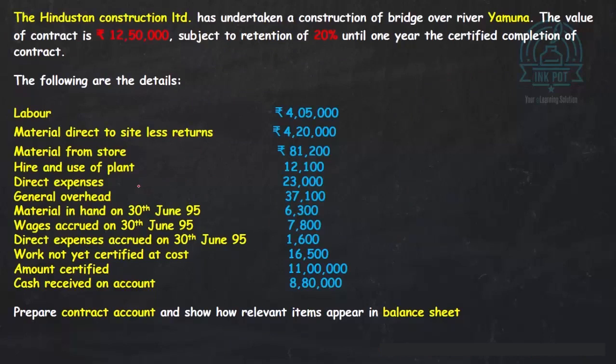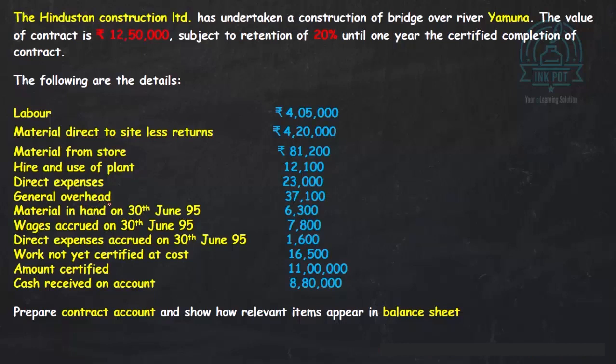Hindustan Construction Limited has undertaken a construction of a bridge over Yamuna. The value of the contract is 12,50,000. This is the contract price, subject to the retention of 20% until 1 year. So that means they will retain 20% of the amount, and the rest 80% will be paid. So the percentage of cash received is 80% in this case.